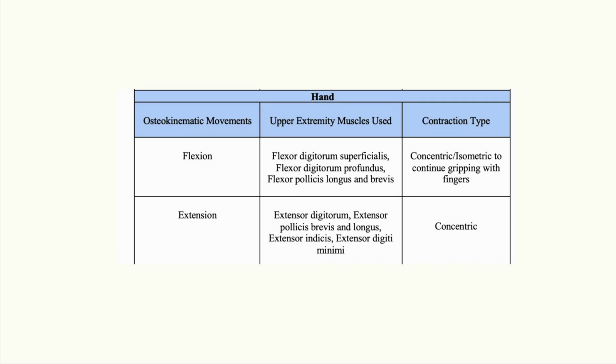And for this last section of the video, I wanted to go over the hand. So to start off, the osteokinematic movement included flexion, which had the upper extremity muscles of the flexor digitorum superficialis, the flexor digitorum profundus, and the flexor pollicis longus and brevis. And with this, I included the contraction type of both concentric and isometric.